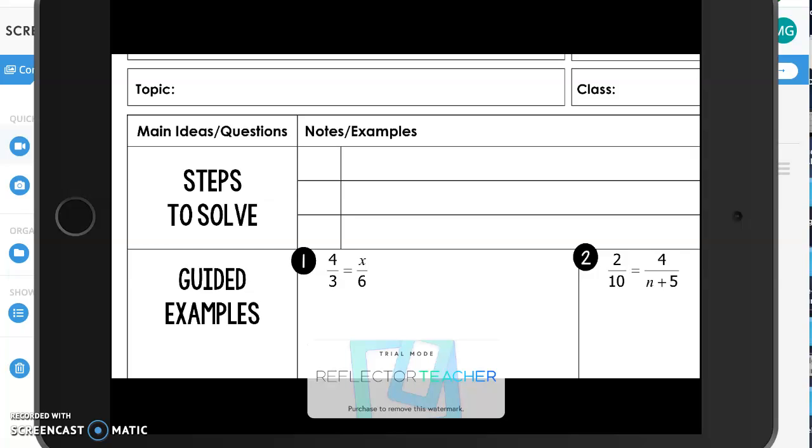For pages 2-7 and 2-8, we are going to look at solving proportions. So these are algebraic proportions. That means, as you can see down below, we have one fraction equal to another fraction. Those are proportions, when you have one fraction equal to another fraction.